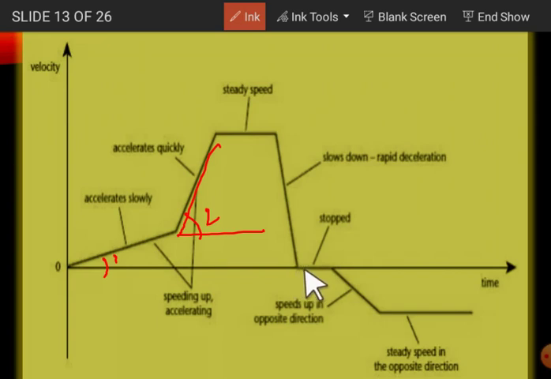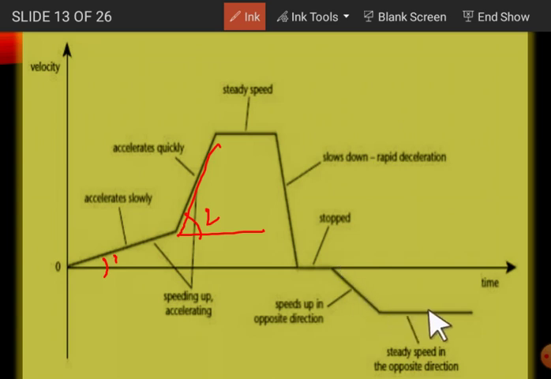That means the body is what? At rest. From this time to this time, the body is at rest, or the body is stationary. Now here the graph is again a straight line. It is in the negative velocity. So what happened? We can say that the motion of the object increases its speed in the opposite direction.